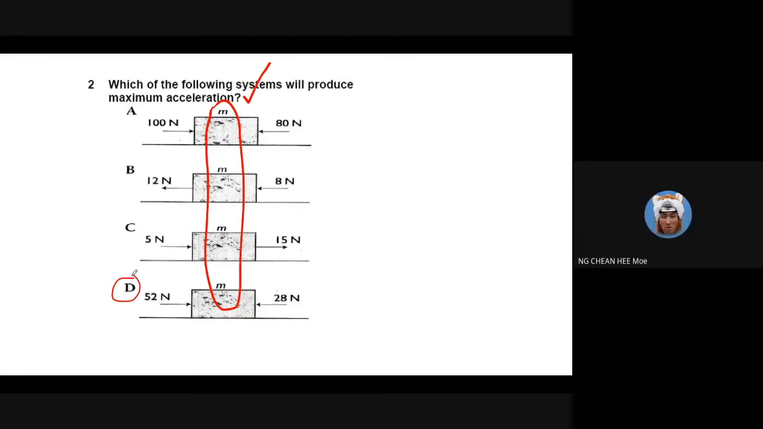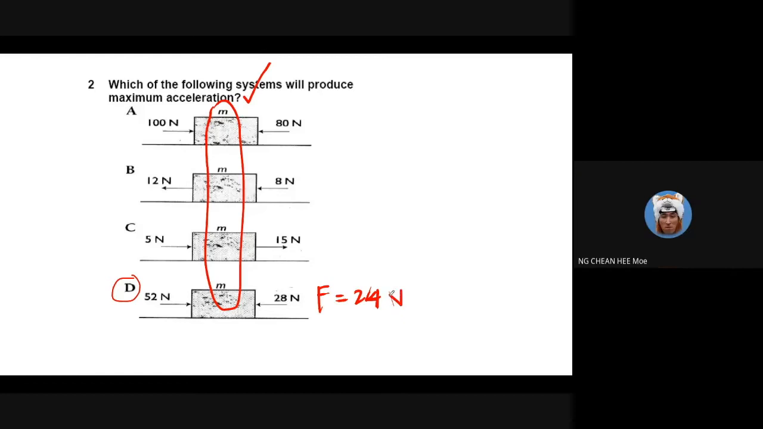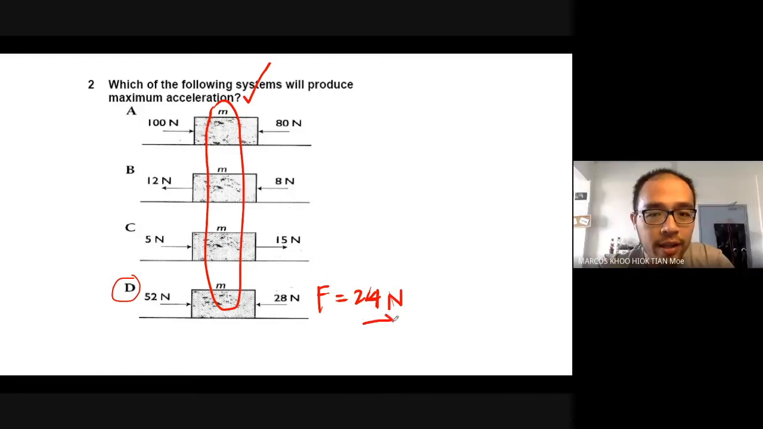Why do you say that? Because the force is bigger. How much is the force over here? 24. To which direction? To the right or to the left? To the right. Okay, let's verify and see. Good. The answer is D.